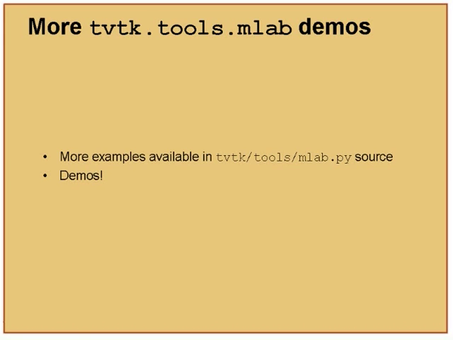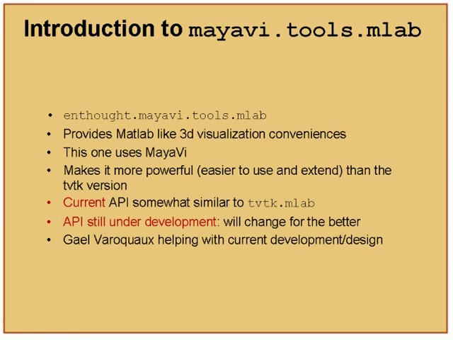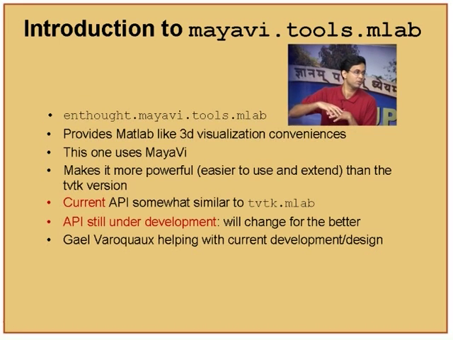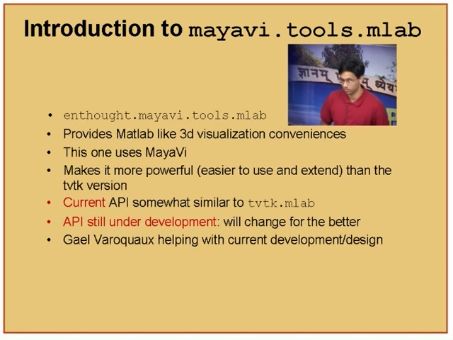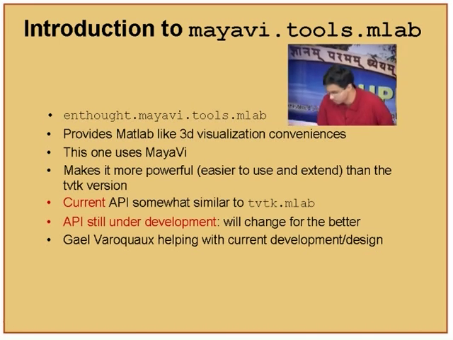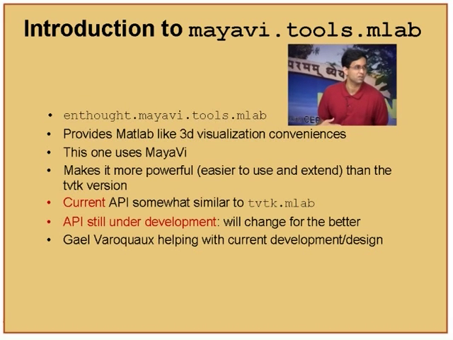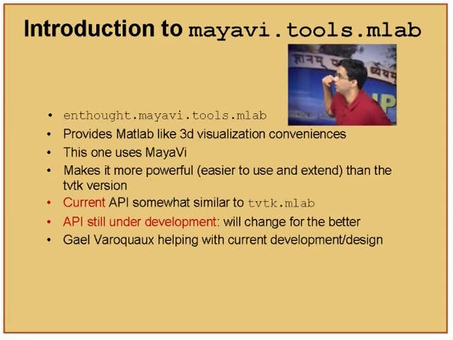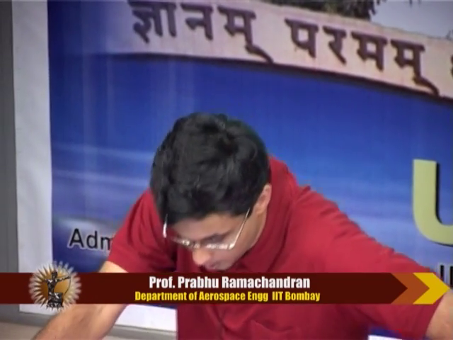Now, instead of using TVTK, TVTK is like a raw tool. It's like a library. I'd like to be able to use Mayavi because Mayavi offers me a lot of nice, convenient functionality. So what we've done recently is to create an MLab for Mayavi itself, which means with one line, I can do a plot just like we did with TVTK MLab, using Mayavi at the back end. So I can actually use the full-fledged user interface of Mayavi, set up new things, delete things, do what I want, construct more sophisticated visualizations.